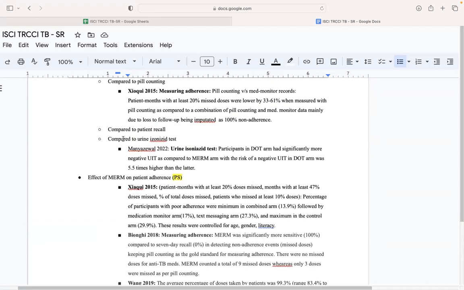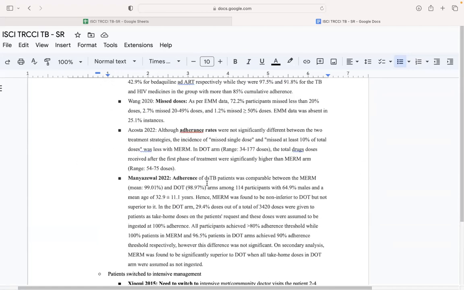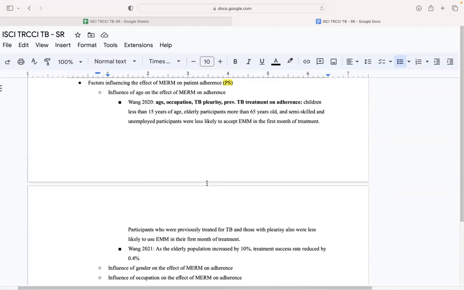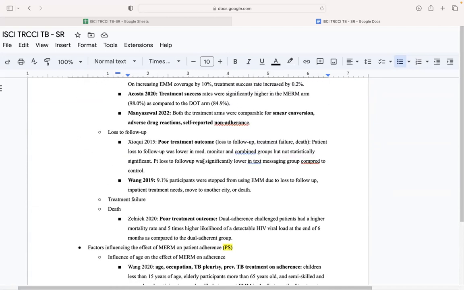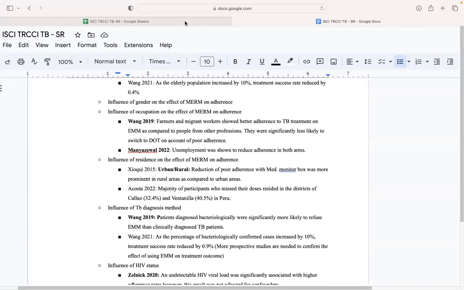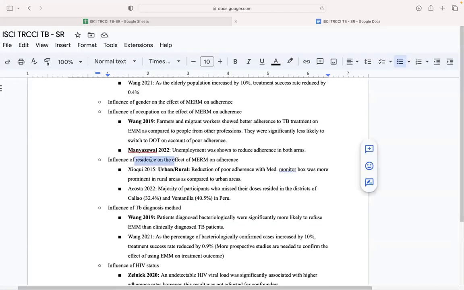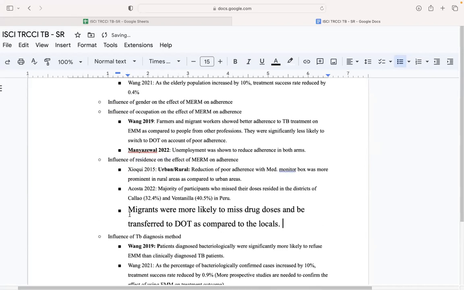Where did it go? There you go, isoniazid urine test. So later on, I will shift it there. Now, another thing I wanted to add was occupation, residence. So residents, we have also mentioned something, migrants and locals, right? So what I'll do is this one is here, this one is here. I'll add this information, and that is WANG 2019, right?